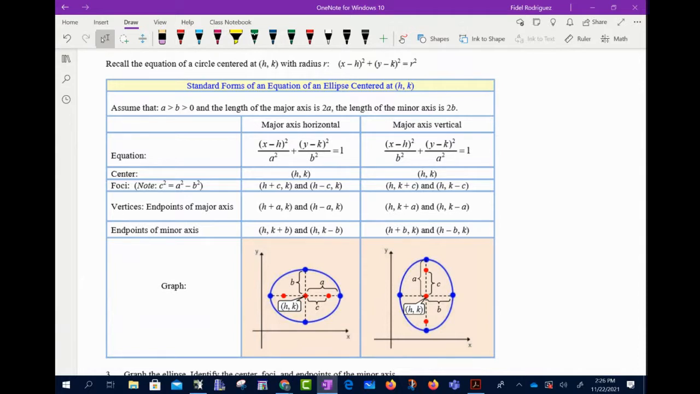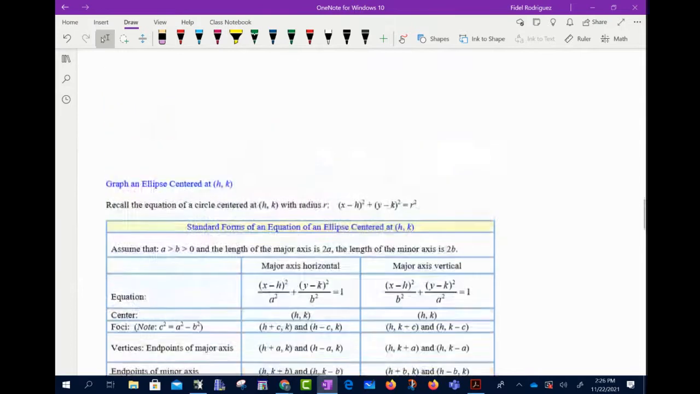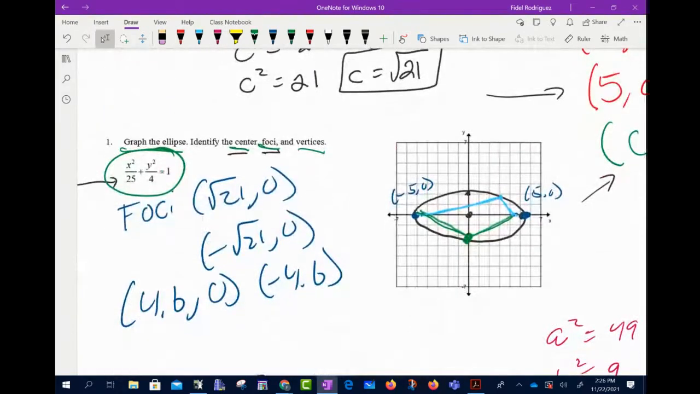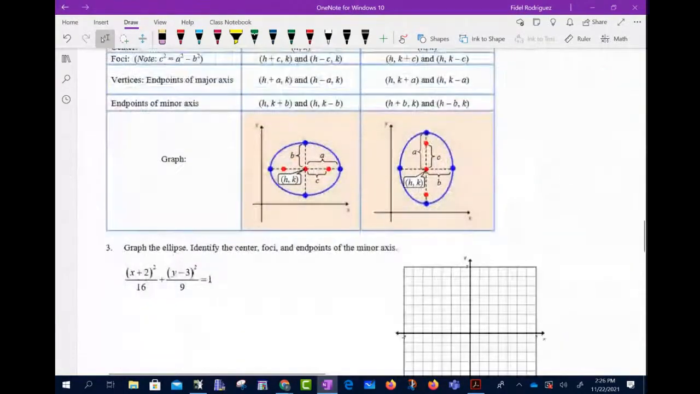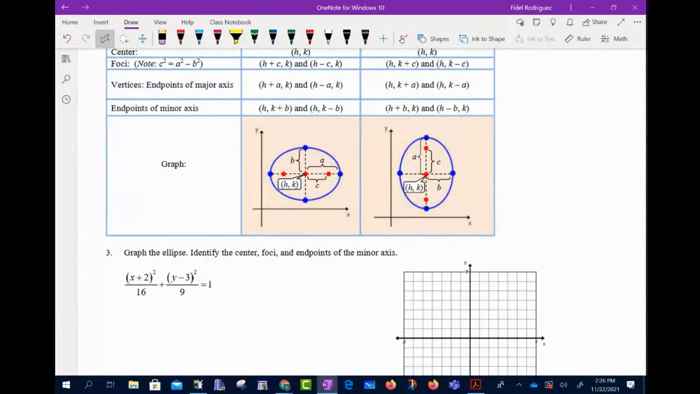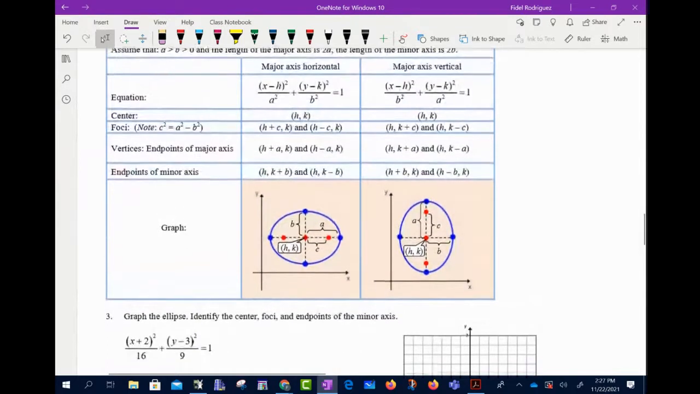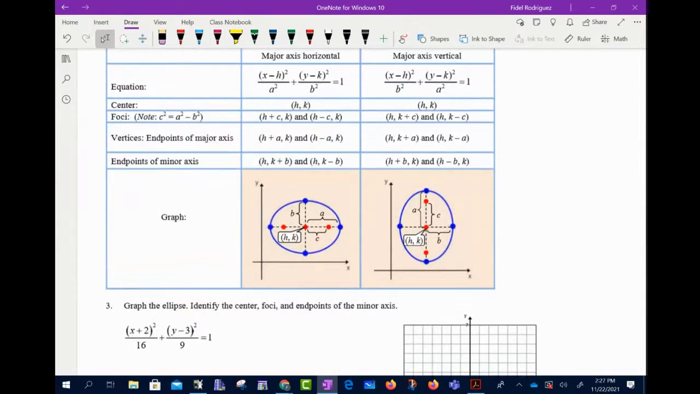All right, the process is still the same. The only thing I want you to notice that's different is that now we have x minus h quantity squared and y minus k quantity squared. The a squared and the b squared are still the same, right? Remember, if the a number is bigger, then it's going to look more like this, right? It's going to be elongated more horizontally. If the number under the y squared is bigger, then it's going to be elongated more vertically, right? Something like that. Okay. So graph the ellipse, identify the center, the foci, and the endpoints of the minor axis. Okay, so what we're going to do here, y'all, we're going to do a little stare and compare. Okay.